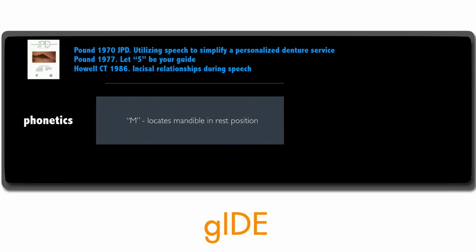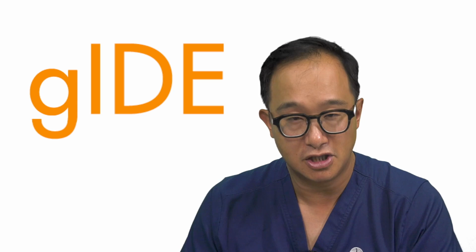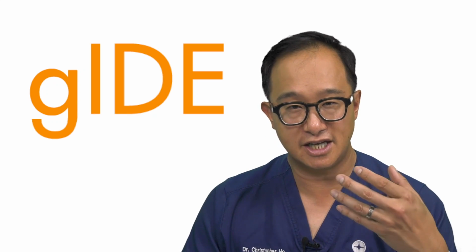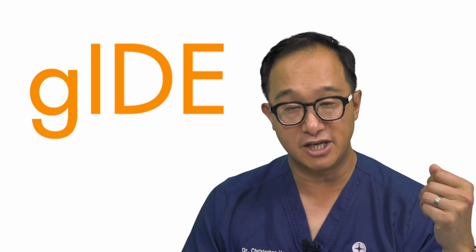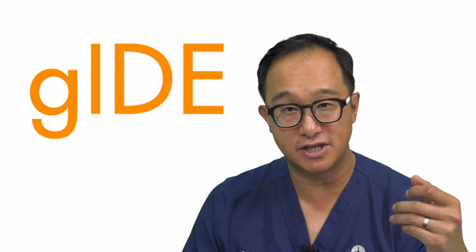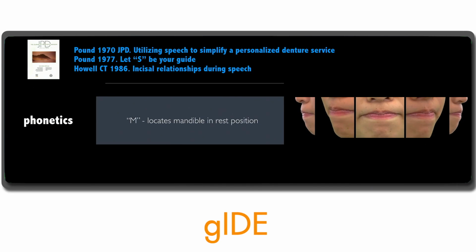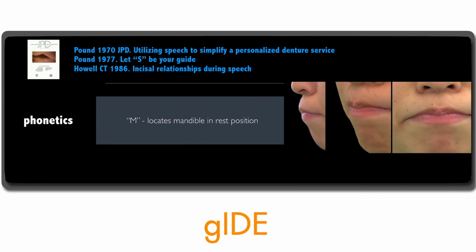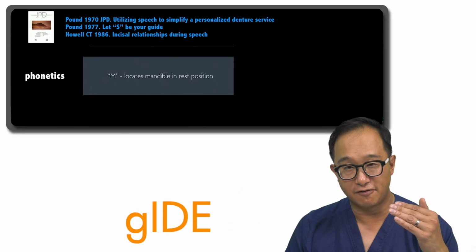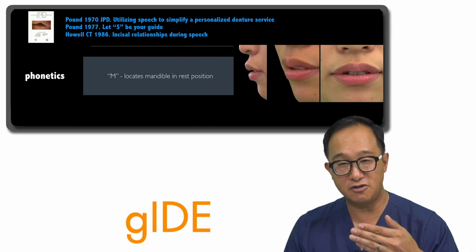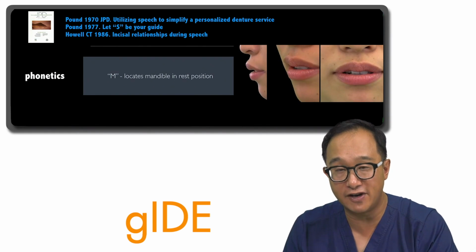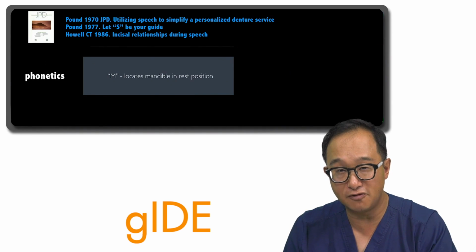And then the final sound is the M sound. And the M sound is the mandible in rest position. Just like what I showed you with the teeth in repose, just the same with freeway space, we ask the patient to say the M sound. As they say the M sound, the lips are at rest, it gives you the repose position, but it also gives you that postural jaw position, that postural rest position. So it will give you the amount of freeway space that you have available that you need to determine for vertical dimension.